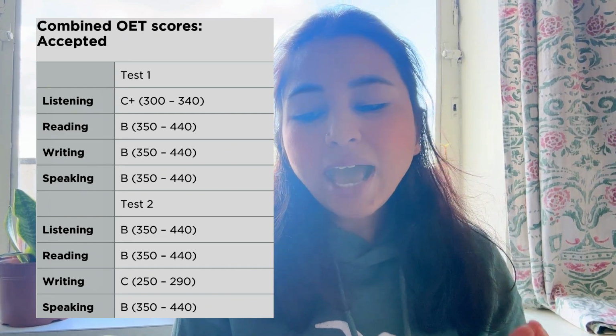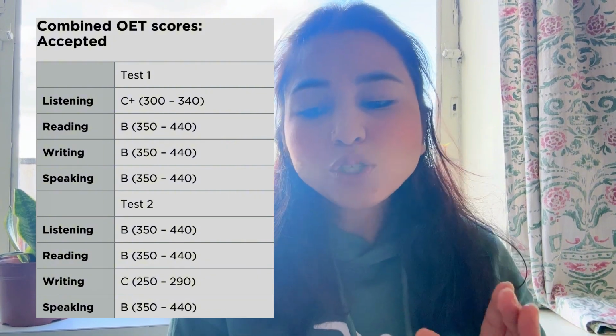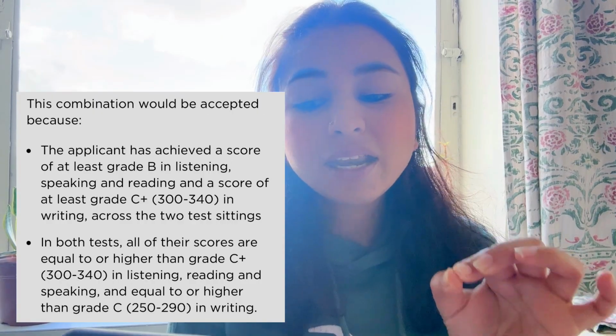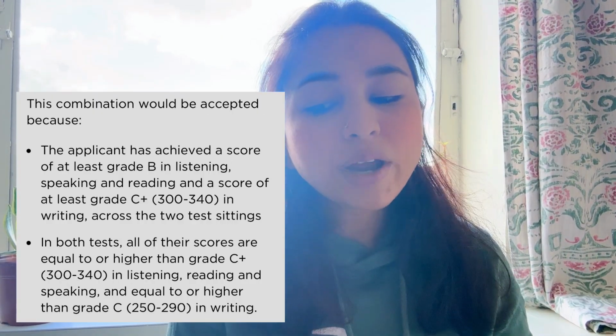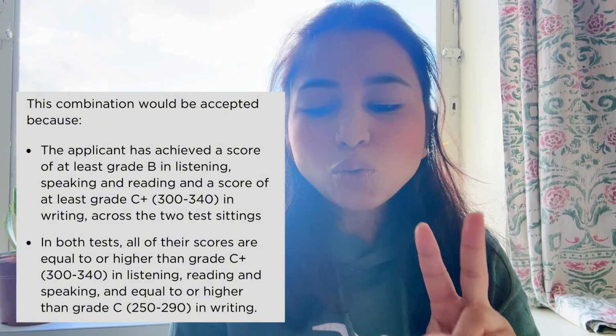So now the candidate has attained listening of B. Now if we combine both the tests, we can see that this combination would be accepted because the applicant has achieved a score of at least grade B in listening, speaking, and reading, and a score of at least grade C plus in writing across the two test sittings.